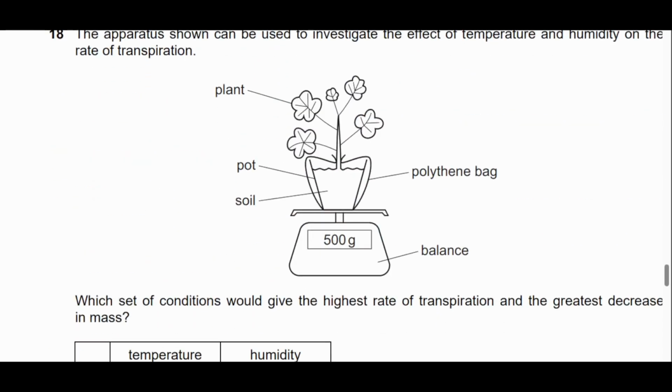The apparatus shown can be used to investigate the effects of temperature and humidity on the rate of transpiration. Which set of conditions will give the highest rate of transpiration and the greatest decrease in mass? Okay, so they want the highest rate of transpiration, so the conditions where the plant will lose the most water. If it's hotter, the plant will lose more water because the plant needs to cool itself down. So it's either C or D. Low humidity would be better for a higher transpiration rate because the water potential gradient would be much larger, right? Therefore, answer is D.